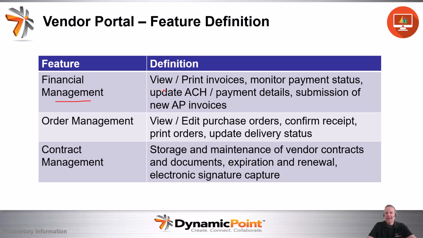So financial management could include all kinds of things: viewing and printing of invoices, monitoring of payment statuses, updating ACH information so vendors can get paid, of course, payment details, and submission of new AP invoices. So really, you name it, but all things financial oriented. Order management: view, edit, and printing of purchase orders, confirming POs, receipts, updating delivery status. So all things in me delivering my POs to my customer, obviously, in this case, coming from my vendor.